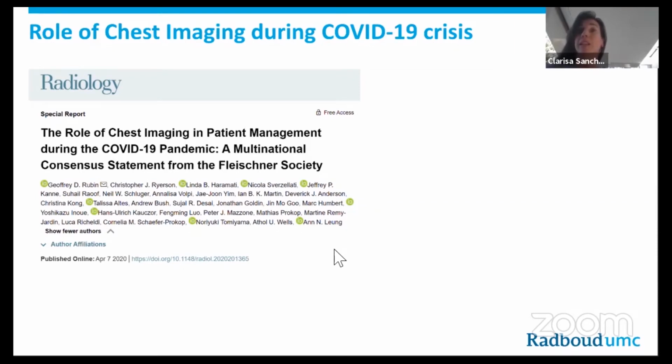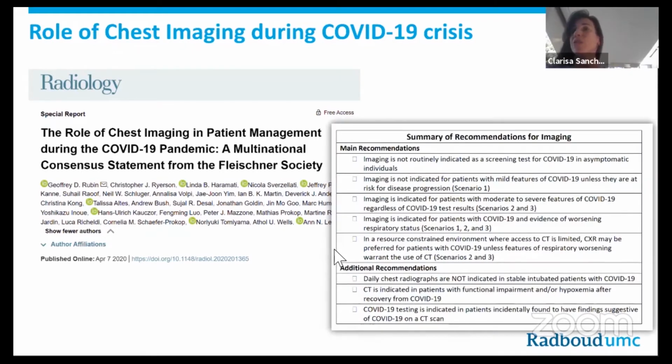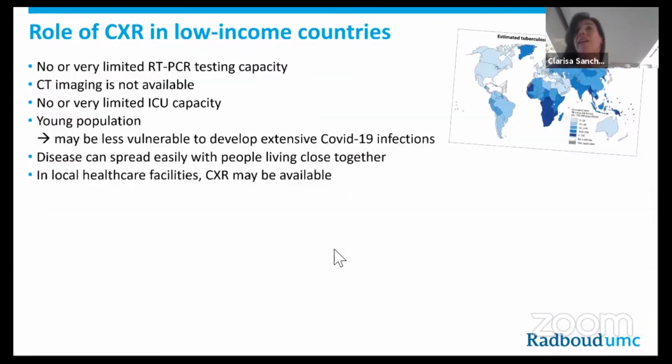Recently, on April 7th, an article was published in which the International Society for Thoracic Imaging indicated recommendations for the use of chest imaging during COVID. Imaging is recommended for symptomatic patients, especially those at risk of disease progression or showing moderate to severe features. They indicated that CT is more sensitive and has higher performance in detecting the features related to COVID, but in a resource-constrained environment where access to CT is limited, chest X-ray may be preferred. This is going to be very important in low-income countries, because their PCR testing capacities are very limited or maybe non-existent, and CT imaging is also not available.